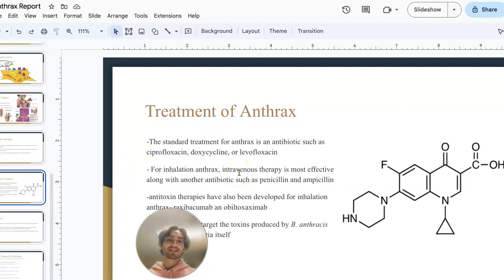For the treatment of anthrax, the standard procedure is antibiotics such as ciprofloxacin, doxycycline, or levofloxacin. For inhalation anthrax, intravenous therapy is most effective along with other antibiotics such as penicillin and ampicillin. There are also antitoxin therapies that have been developed for inhalation anthrax, such as raxibacumab and obiltoxaximab. These antitoxins are unique in that they target the toxins produced by the bacteria instead of actually targeting the bacteria themselves.